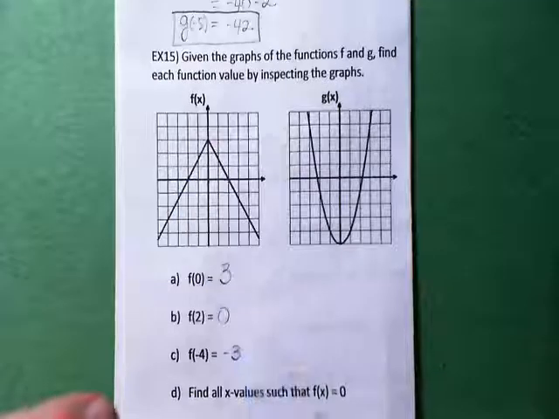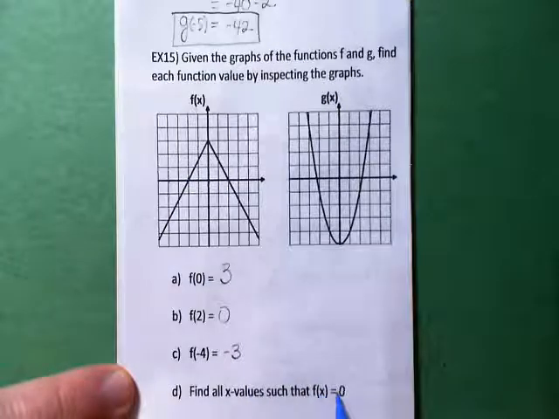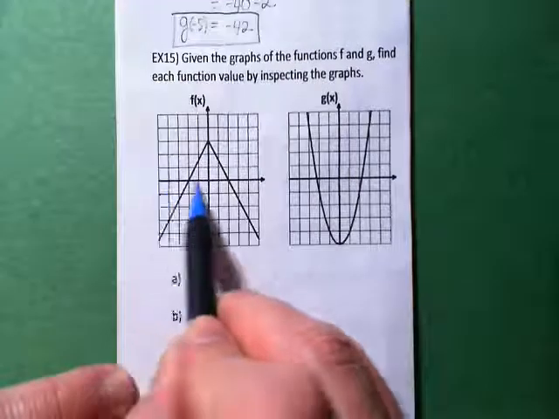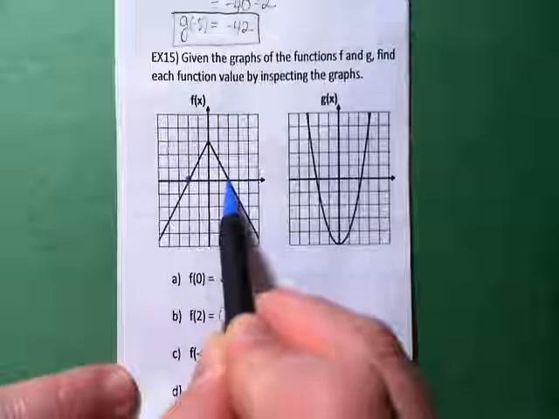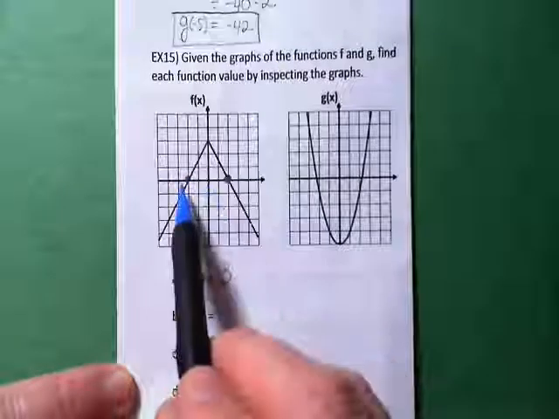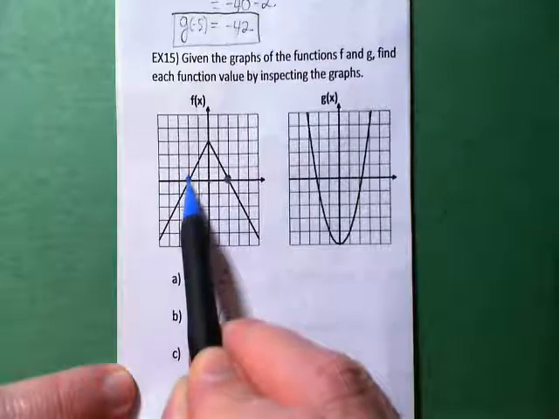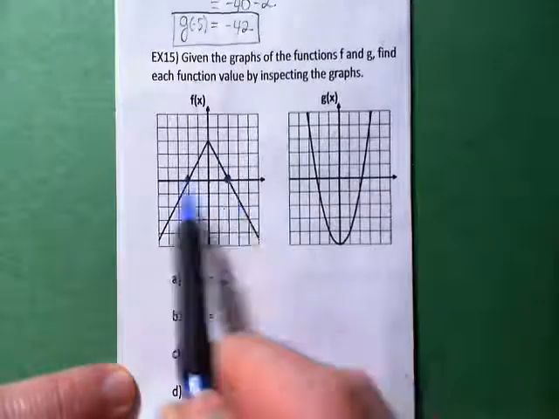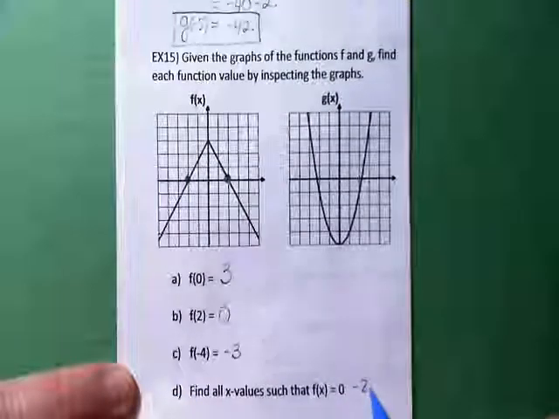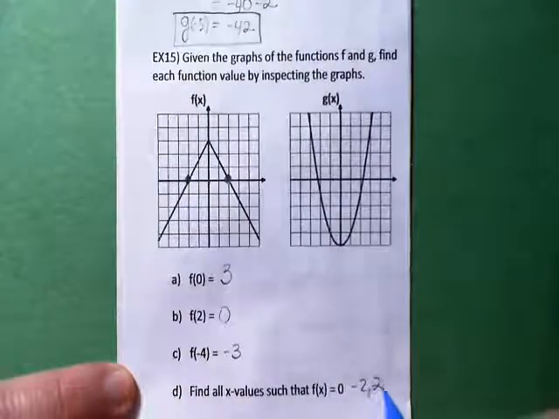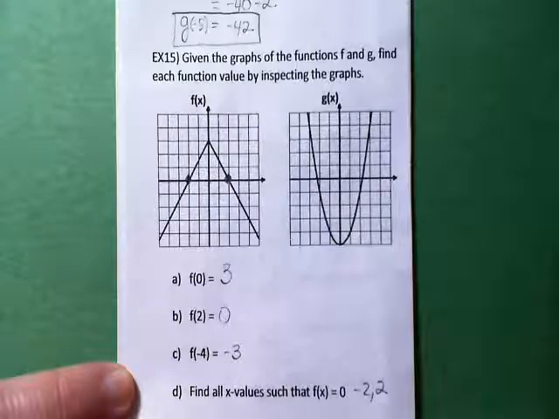Or in other words, when the function is 0, that means y equals 0 right here. Where do I touch the line? Well, I touch these 2 points right there. And what values of x give me these 2 points? The values of x that give me these 2 points are negative 2 and 2. Let's look at another example.